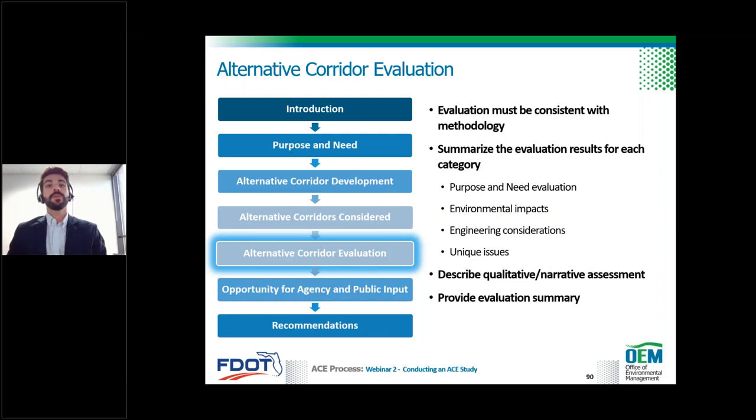What corridors have the lowest cost? This is usually combined with other engineering topics, such as utility impacts. At the end of the analysis, you would have summarized in a narrative assessment for each corridor. In the narrative assessment, you would also consider the public and agency feedback, and then wrap it up with an evaluation summary indicating which corridors are moving forward to the next phase.